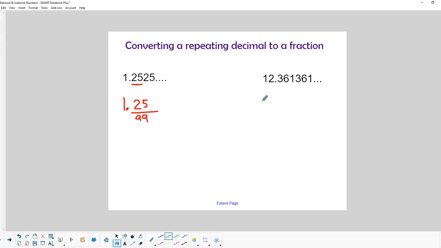So in this next one, we have 12, and the digits that repeat are 361. And since there's 3 of them, we're going to put 3 9s underneath this 361. And there, now we have a fraction that goes with this repeating decimal. And sometimes you might be able to simplify these down a little bit. Sometimes you won't.